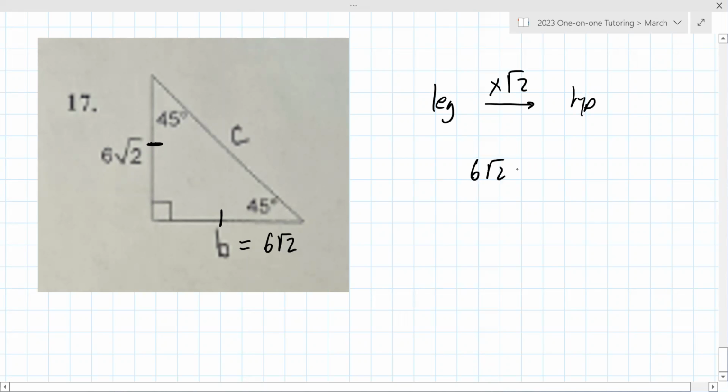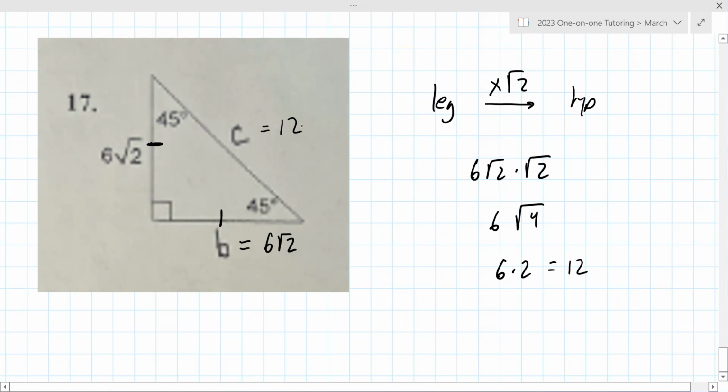So 6 square root of 2 times the square root of 2 would be 6 radical 4. Oh, okay, this does reduce though. Yes, and that's where you have to be careful, because you feel like you've got it, and then you get a couple points marked off. The square root of 4 is 2, and 6 times 2 is 12.